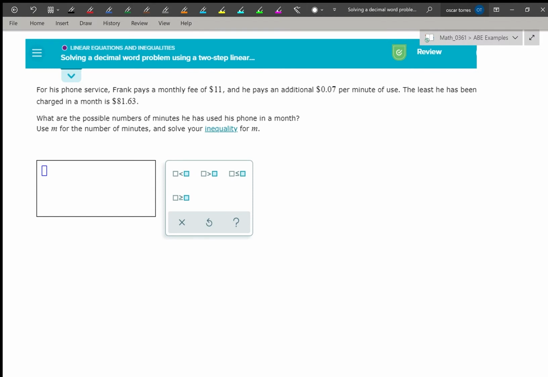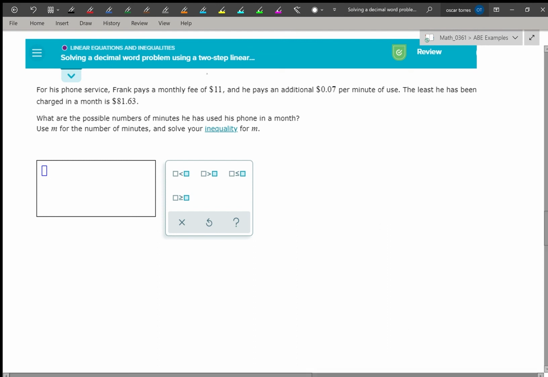This problem talks about the monthly fees for having a phone service. It says that Frank pays a monthly fee of $11. Then he pays an additional 7 cents per minute. Keep in mind that anytime we see this "per minute," it means we're going to multiply this value by a variable. The least, so they use the term least. The least he has been charged in a month is $81.63. What are the possible number of minutes he has used his phone in a month?